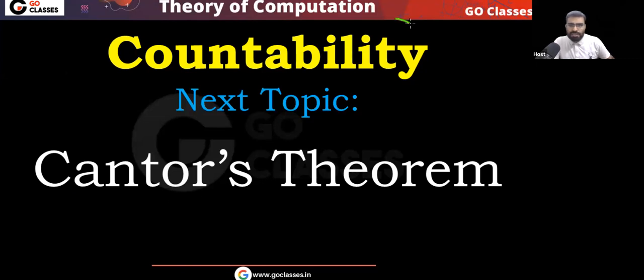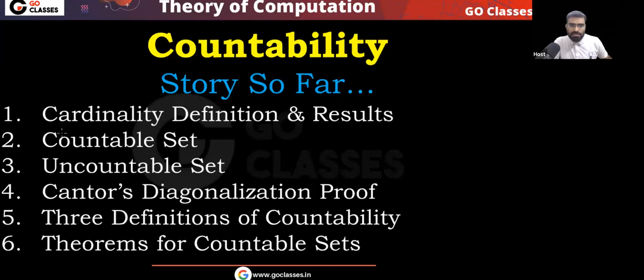So far, in this chapter on countability, we have seen the definition of cardinality and all the results related to cardinality. We have seen the definitions of countable and uncountable sets. Also, we have seen Cantor's diagonalization proof. We have also seen three definitions of countability, and theorems for countable sets. So these are the concepts that we have seen so far.